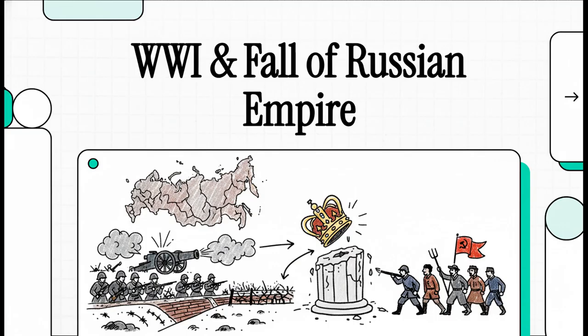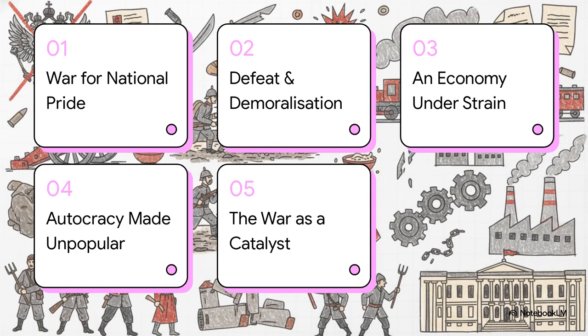So, let's begin. To really understand this whole story properly, we're going to look at it in 5 clear steps. First up, a war for national pride. Then we'll move on to defeat and demoralization. After that, we'll see how the economy was put under strain. Then we'll discuss why the autocracy became unpopular. And finally, we will understand the war as a catalyst for the revolution.